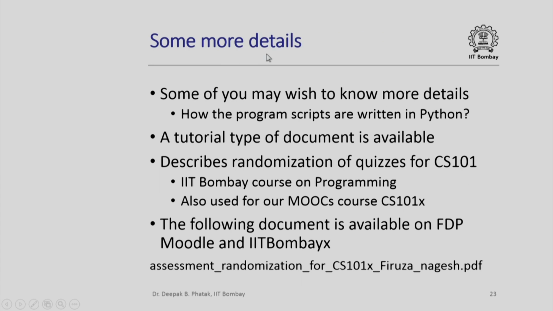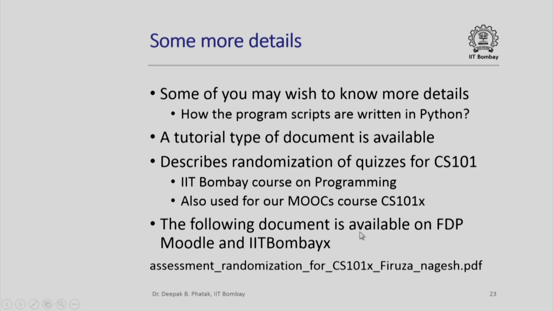Once this is done, you have to write some programming script at the back end. Some of you who are well versed with programming might want to know more details, how such program scripts are written in Python for example. A tutorial document has been created by our team here, Firuza Aibara and Nagesh Karmari, and this document describes the randomization of quizzes for our course CS101, which is an IIT Bombay course on programming. The same course we offer on MOOCs as course CS101X. This randomization is heavily used there.